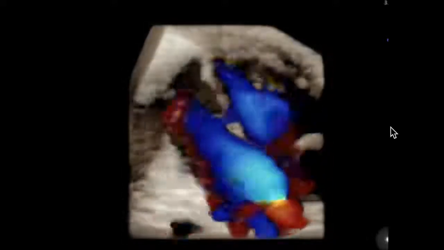Here's an example that shows a really nice mid-muscular VSD. The fact that we've superimposed the color on grayscale means you can pick off exactly where the VSD is in space. And this might be tricky if we were just going to be using color alone.